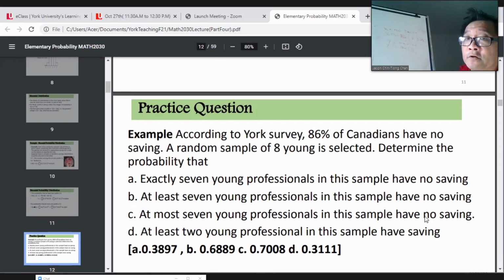How many percent of people got saving? Now, can I put 0.86 here? No, 0.14. I don't want to mix up. X refers to no saving, Y refers to saving. Okay, so at least 2. So Y greater than or equal to 2. So now we have to do what? Y equal to 2 plus Y equal to 3 plus, until what? Y equal to 8. Yes or no? I think it's too much work to do.